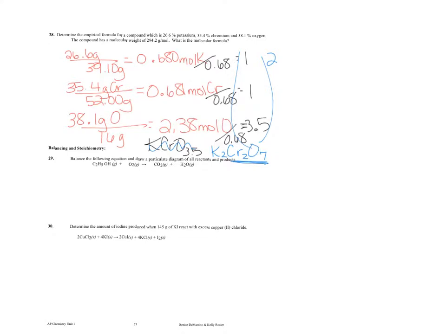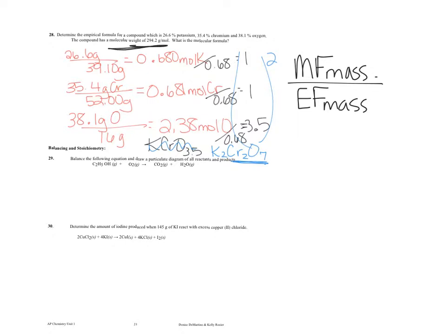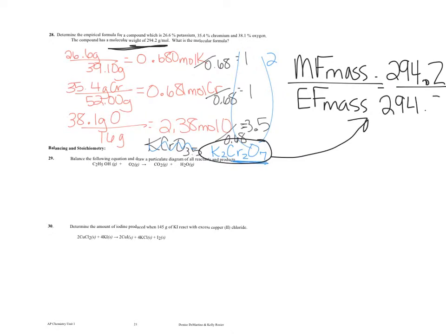Great. Okay, cool. So you have your two masses. The molecular formula mass is the one that they tell you, right? So it's going to be 294.2. Empirical formula mass I have to find, right? So I take all of these and I figure out what the empirical formula mass is. This time it happens to be the same exact thing.